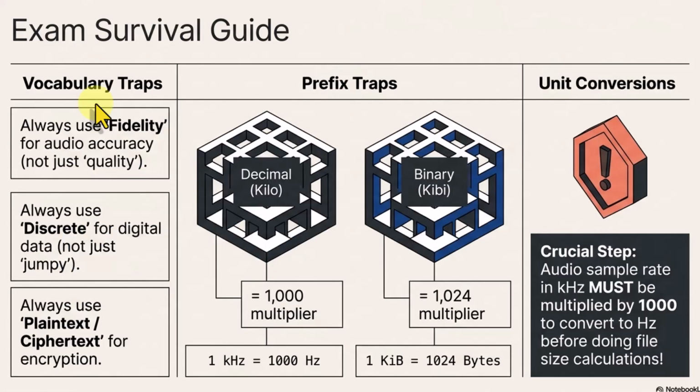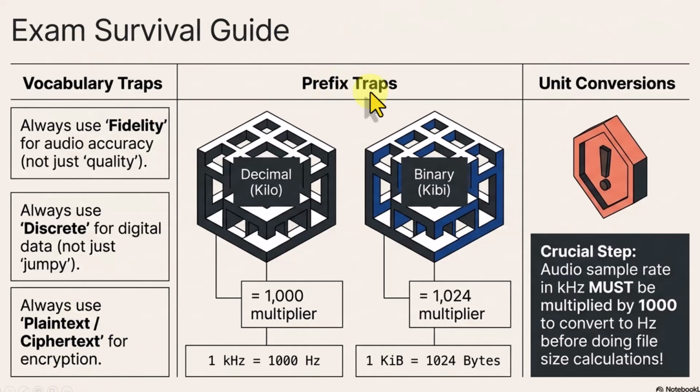And some tips for your exam. The first one: vocabulary is very important. Always use the word fidelity for audio accuracy, not just quality. Always use discrete for digital data, not just jumpy or separate. You have to use discrete, separated forms. And always use plain text and ciphertext for encryption. You have to just know them.